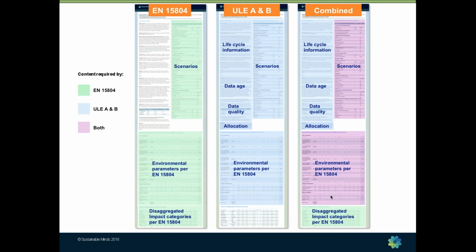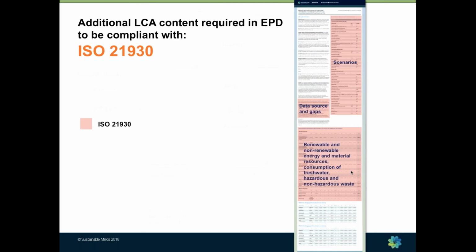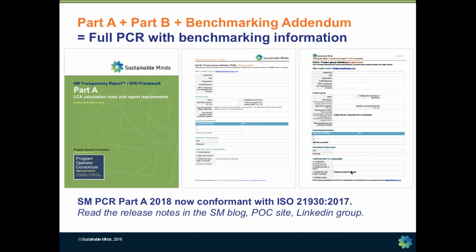And then this option in pink showed what EN 15804 was called for from both. And we actually did another one where we added 21930. Oh, there it is. Yeah. And here's the additional stuff to be compliant with 21930. And so all of that was required for this particular PCR.